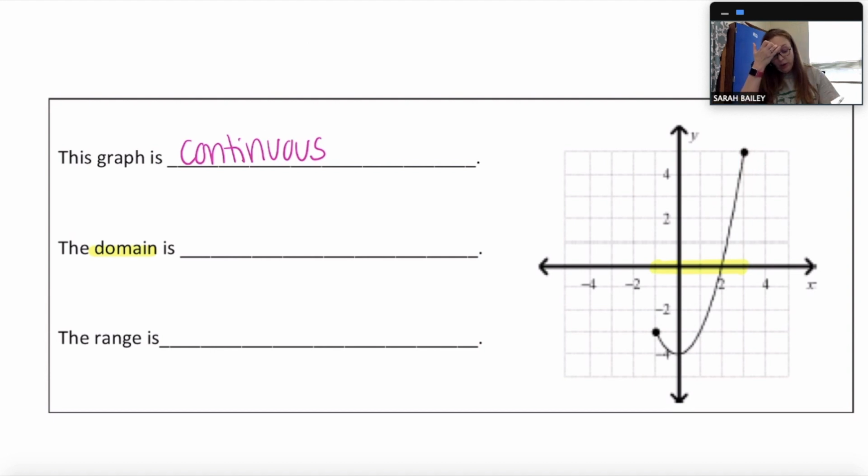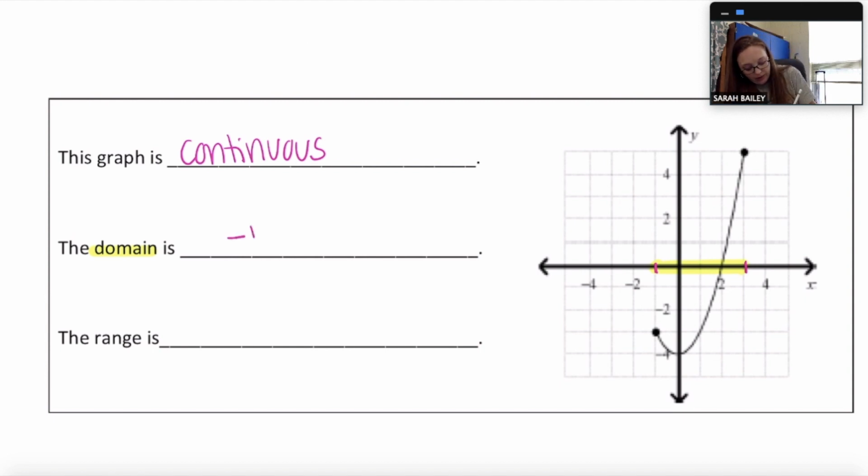I also want to point out that these are shaded circles. Remember when we were talking about inequalities and we said the shaded circle means it can be that point or that we're equal to that point? So that's going to come back into play here, all right? So our domain is going to be any value, because it's continuous, any value between right here and right here. So any value between -1 and +3.